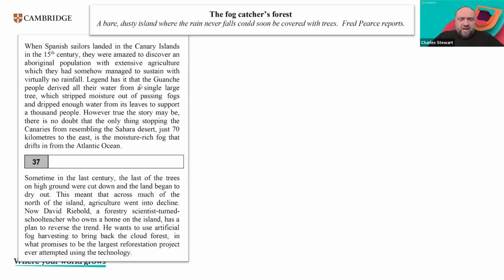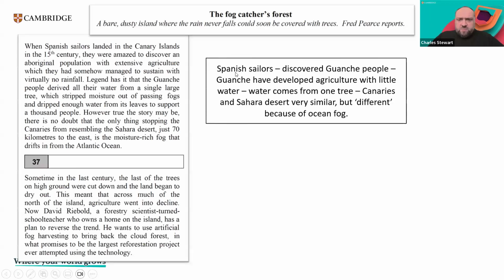Okay, so as I'm reading through this, I'm making notes. So here, Spanish sailors, I would underline this, discovered the Guanche people. Guanche have developed agriculture with little water. Water comes from one tree. Canaries in Sahara Desert, very similar but different because of ocean fog. Okay, now 30 seconds and scan through this last paragraph.